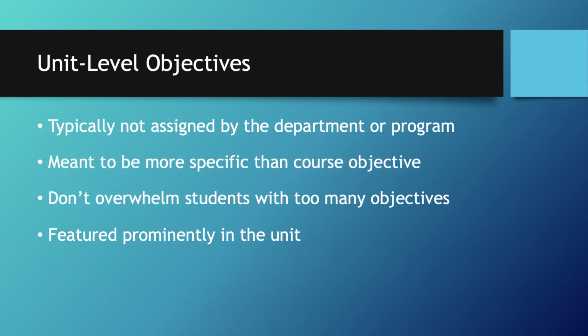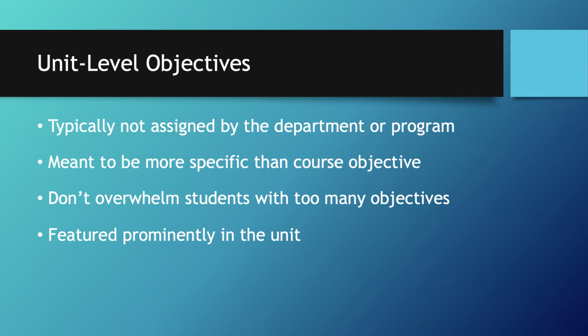So your unit level objectives are essentially your course level objectives broken down into their basic components. Usually these are not assigned by your department or the program, and they're meant to be more specific than your course level objectives, because you're really getting into the building blocks of what's going to help your students achieve those course level objectives. But you don't want to overwhelm your students with giving them too many unit level objectives at once.